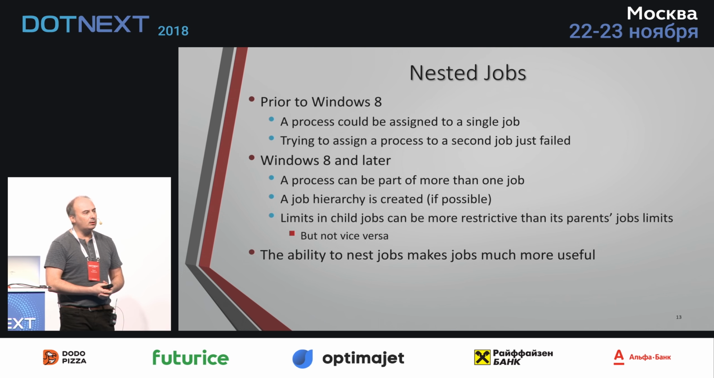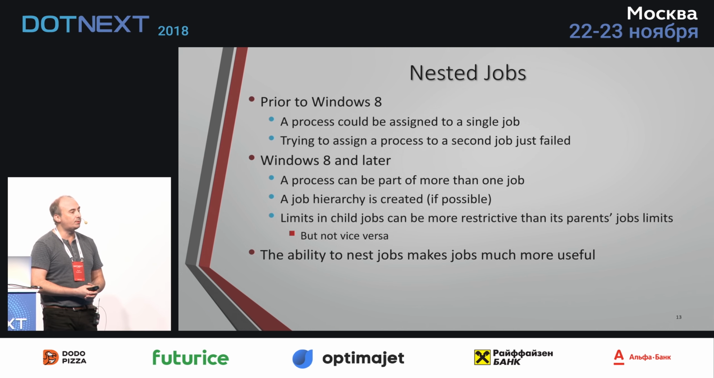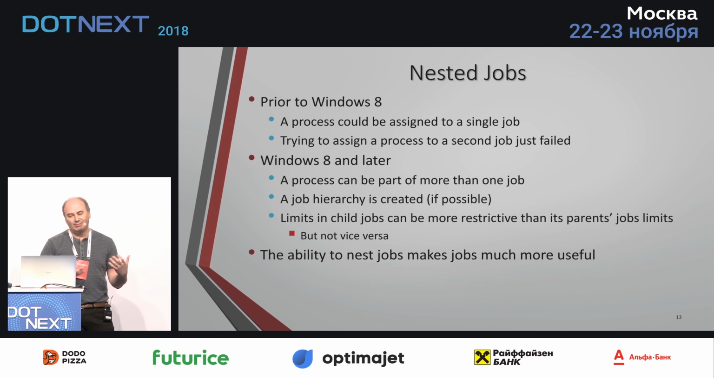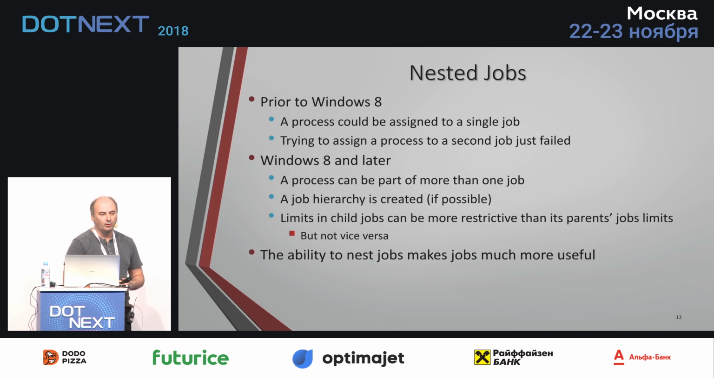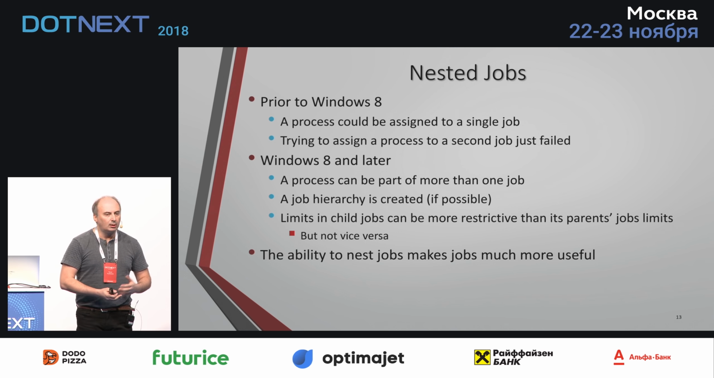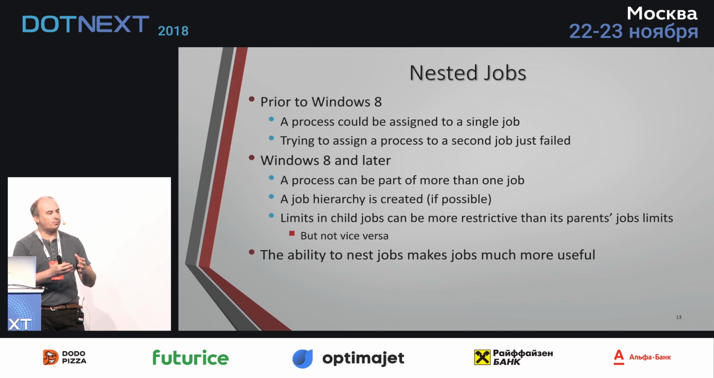And so with Windows 8, this issue was solved with the idea of nested jobs. So now a process can be a part of several jobs, creating some kind of job hierarchy if possible. And so in this case, I can add a process to a job without any problem in most cases. In fact, that was created at least for UWP processes, at the time modern processes, because these are always managed as part of a job.